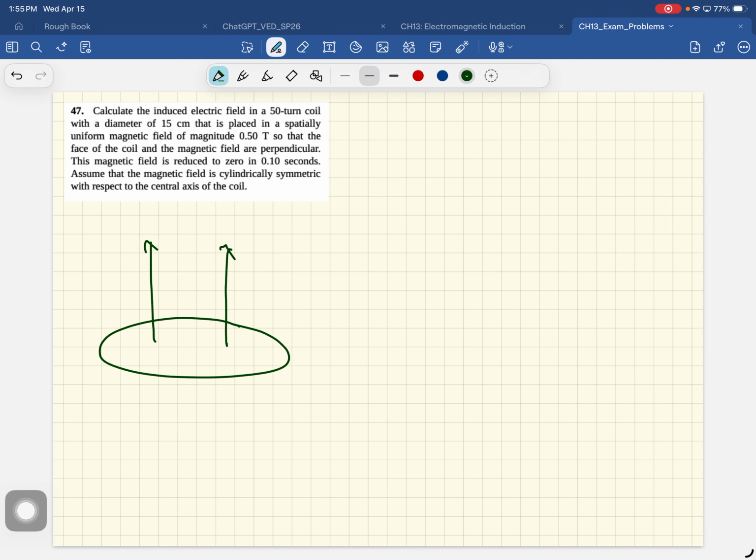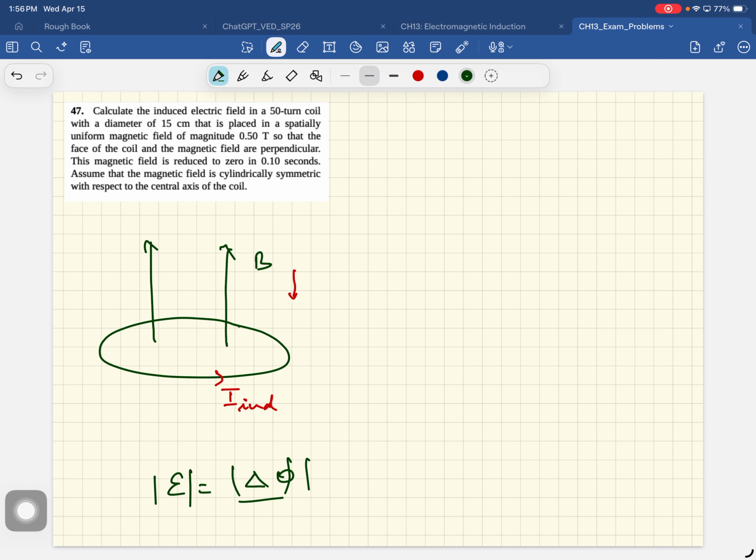So they say the current through a long solenoid with N turns per meter and radius R is changing with time as di by dt. Okay, so here's the magnetic field, and as you change the current, you're changing the magnetic field. Calculate the induced electric field as a function of distance r from the central axis of the solenoid, okay? So what we're going to do is calculate the electric field around this circle.